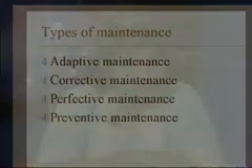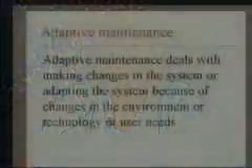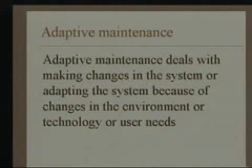Let's look at each one of them. First is adaptive maintenance. What is adaptive maintenance? Adaptive maintenance deals with making changes in the system, or adapting the system, because of changes in the environment or technology or user needs. As a user works on the system, as the system goes ahead, as you have changes in the business, changes in government policy, there will be some new things coming up, and the system has to be changed to take care of these new changes. That is what is adaptive maintenance. Adapting the system to changes in the environment.